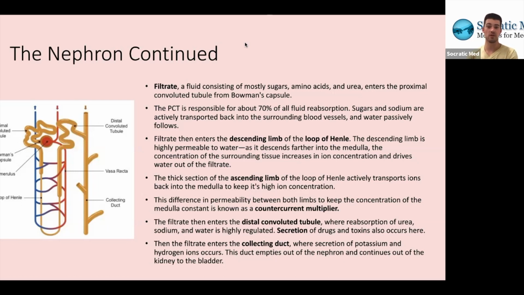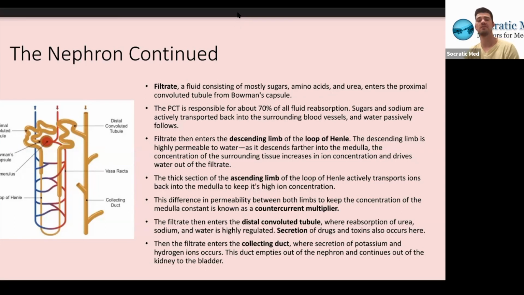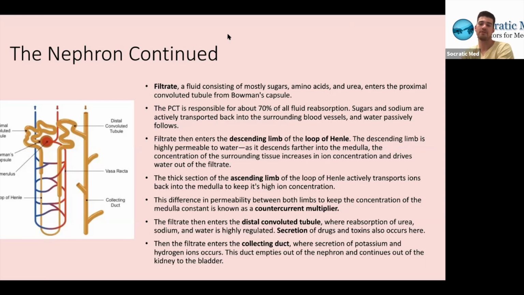So picking up where we left off on the last slide, the proximal convoluted tubule is responsible for about 70% of all fluid reabsorption. So sugars and sodium are actively transported back into the surrounding blood vessels, and water passively follows. So it's important to have an understanding of osmosis and how it works. It's not too hard conceptually in terms of the kidney. All you really have to remember is that water pretty much follows where the solute goes. So sugar and sodium get pulled back up, and water is going to follow.